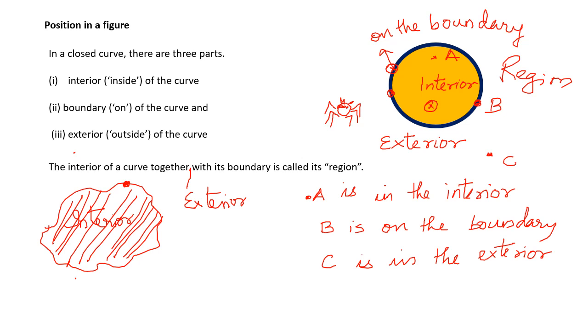I'll write it in the blue color so that you can understand. So here inside this, we call it as the region. Understood? Yes. So the interior of a curve along with its boundary is called its region.